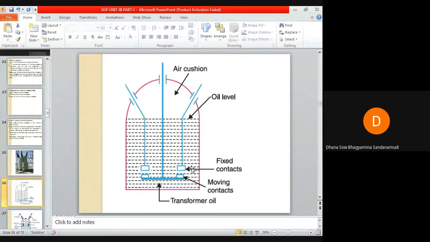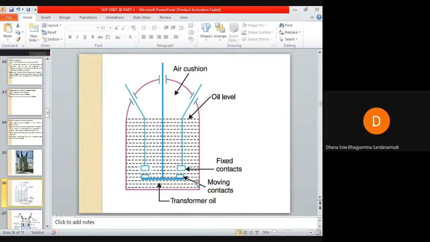Okay, so this is a plain break oil circuit breaker. The construction of this plain break oil circuit breaker is very simple. It consists of current carrying contacts immersed in an oil known as transformer oil. You can see here, the dotted lines within this tank represent the transformer oil.